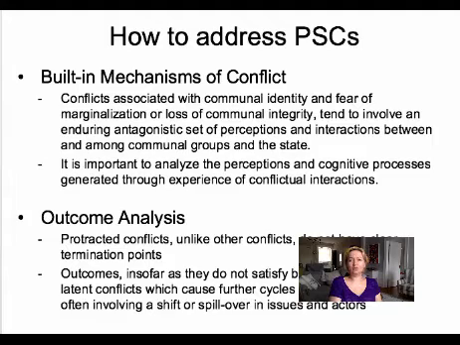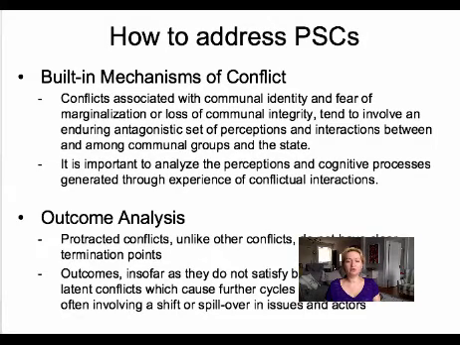How else can we address protracted social conflicts? Well, conflicts associated with communal identity and fear of marginalization or loss of communal integrity tend to involve an enduring and antagonistic set of perceptions and interactions among communal groups and the state. So it is important to analyze the perceptions and cognitive processes generated through experience of these conflictual interactions. Outcome analysis is also very important.